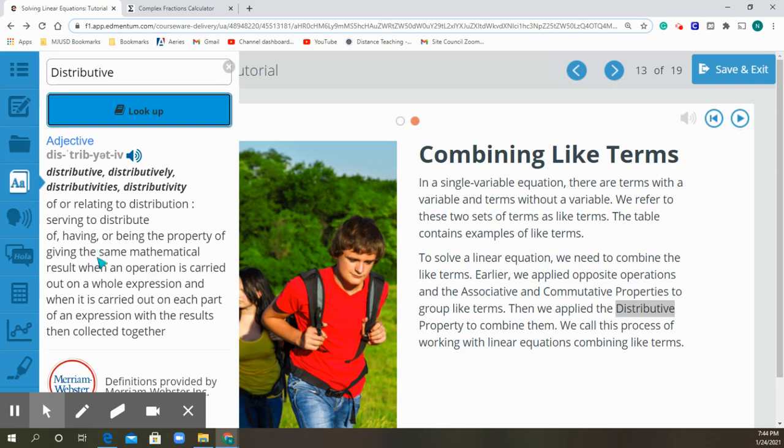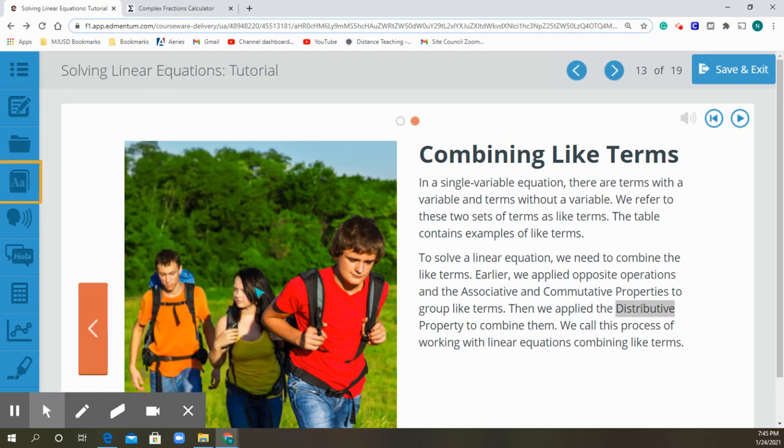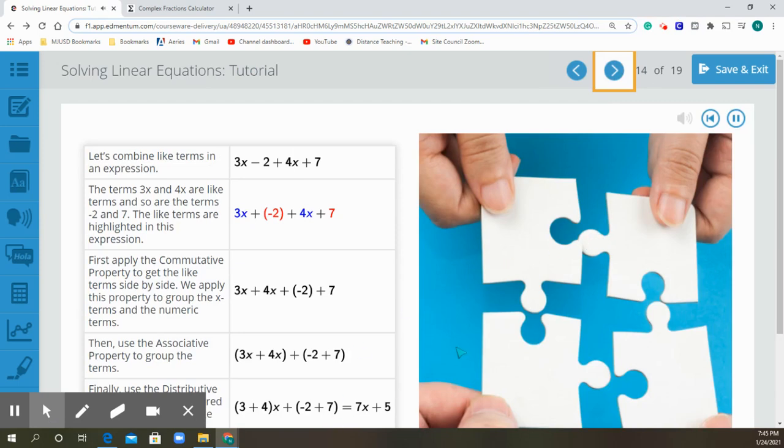So whether it's 3x plus 2x or 3 times 2 plus 3. Or something to that effect. I hope that didn't confuse you. Okay, continuing on. Let's combine like terms in an expression. 3x minus 2 plus 4x plus 7. The terms 3x and 4x are like terms, and so are the terms negative 2 and 7. The like terms are highlighted in this expression.